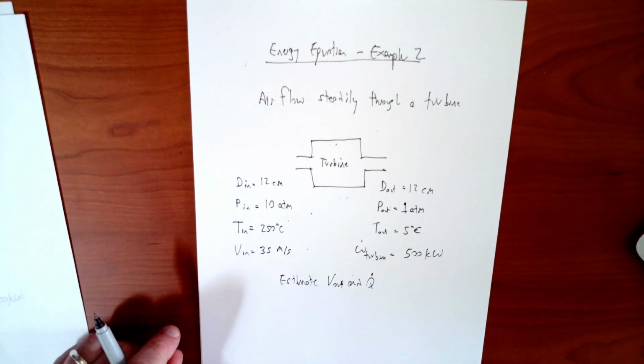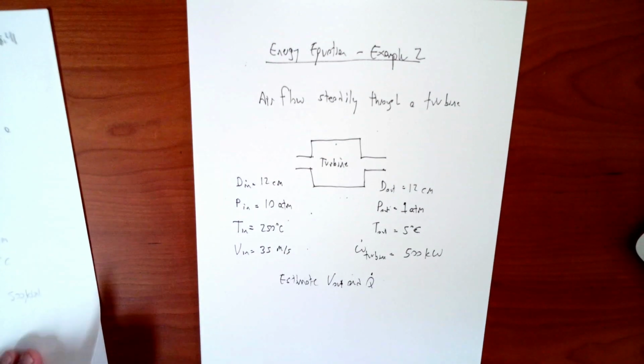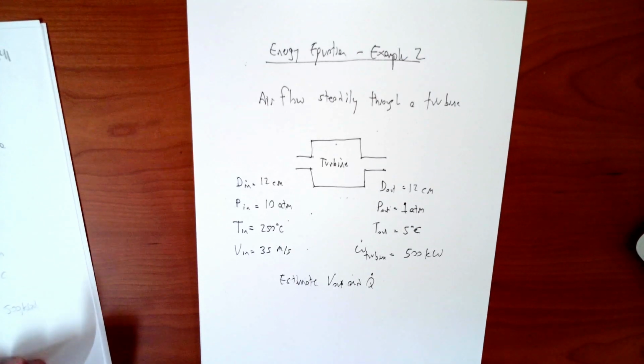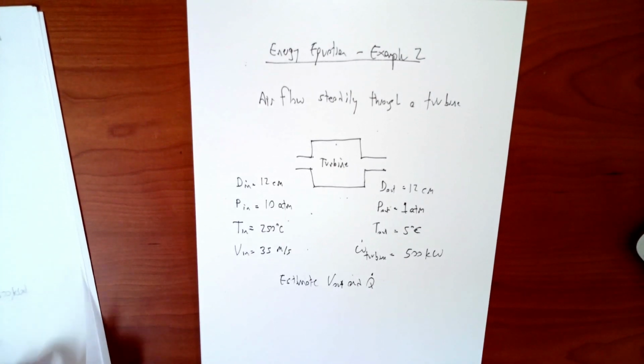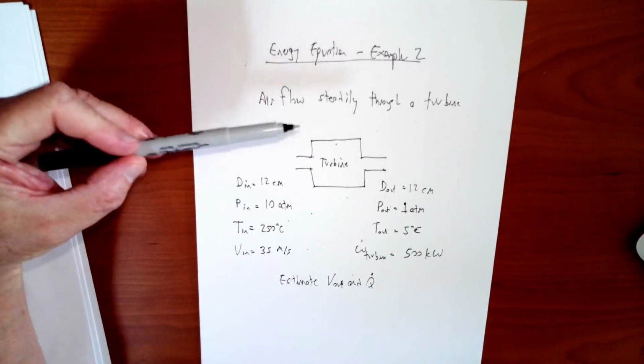So now I want to do a second example, but I want to do it for a problem where it would be better instead of using that head loss equation to use the standard energy equation. So here's a different example involving a turbine. We've got airflow and it's steadily going through a turbine.